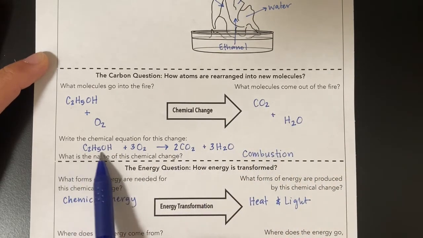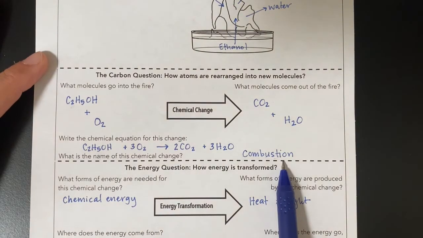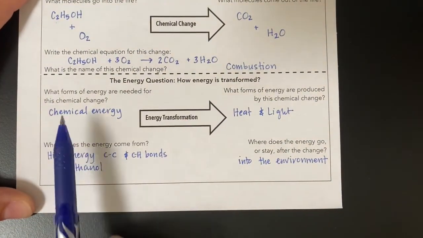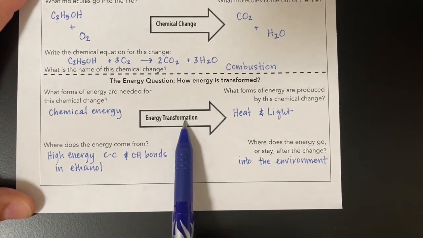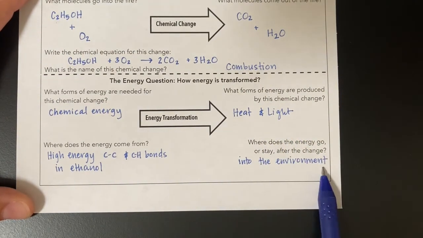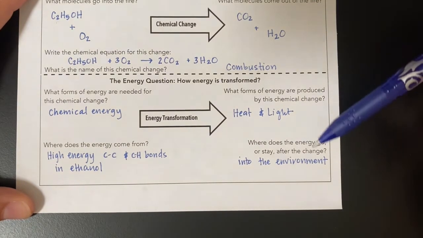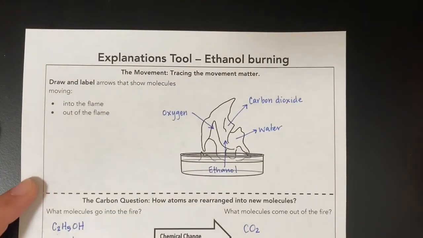You're going to want to make sure that you put this chemical equation and that you identify the fact that this is a combustion reaction. You'll then need to talk about the energy change, telling me that the chemical energy from the high energy carbon to carbon and carbon to hydrogen bonds in ethanol is transformed into heat energy and light energy that goes into the environment. So once you have everything that you've written here in a paragraph form, then that assignment is complete.